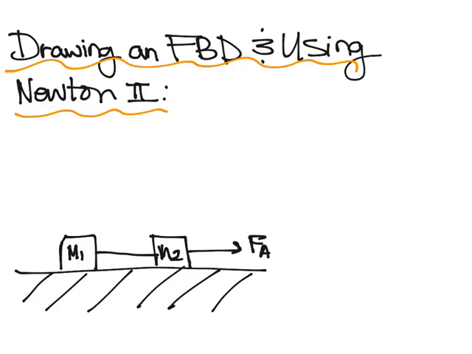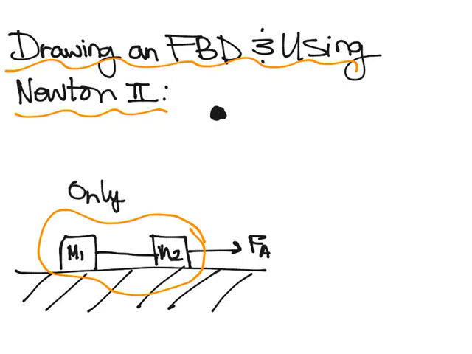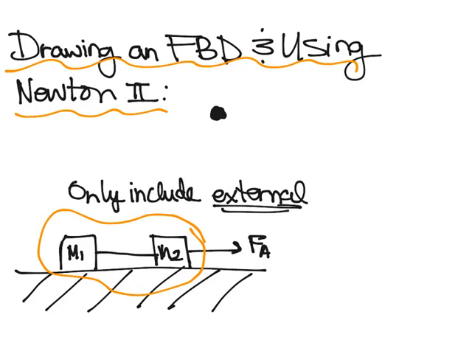This may seem kind of weird, but you group the two things together to draw your force body diagram, and you only include the external forces. So if you're drawing a force body diagram of the system, you're only including external forces. The tension between them doesn't matter.